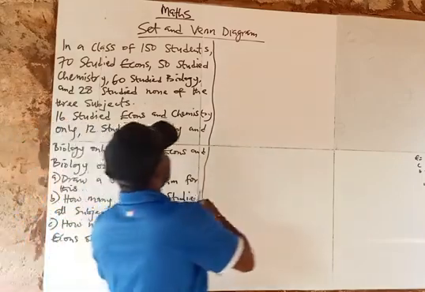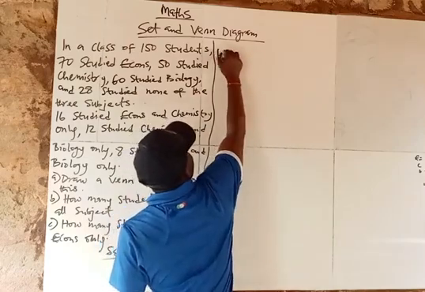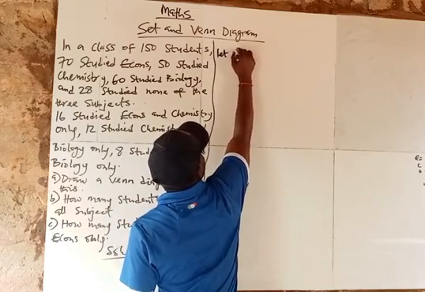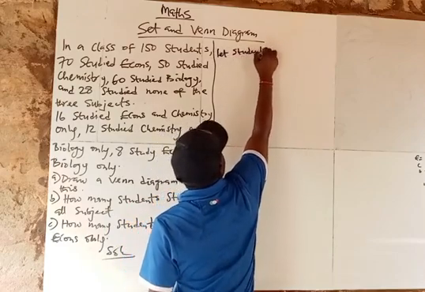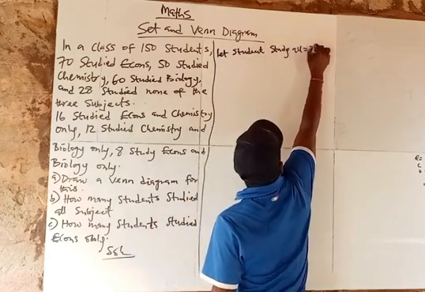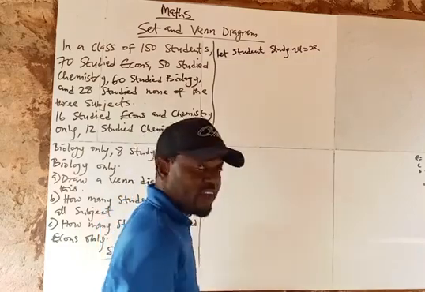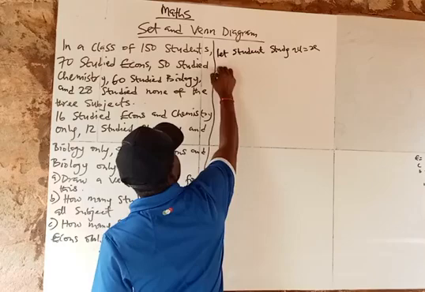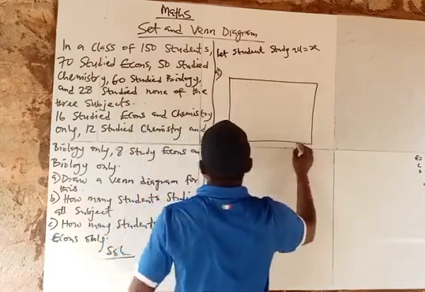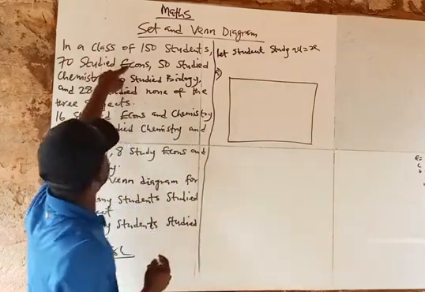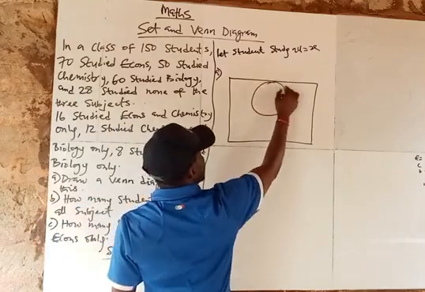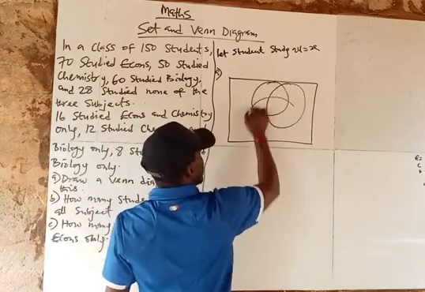Now let's go. Now the first thing we'll do, say let the number of students that study all subjects be equal to x. Let's make it x. Are you getting it now? So let's draw a Venn diagram. Our first one is what? To draw a Venn diagram. Now you see that it involves three subjects. 1, 2, 3. So we have 3 circles.